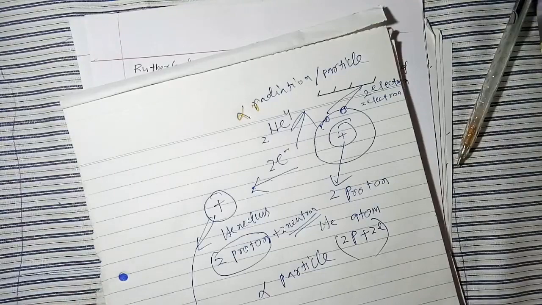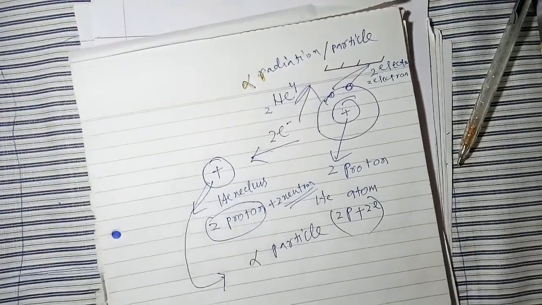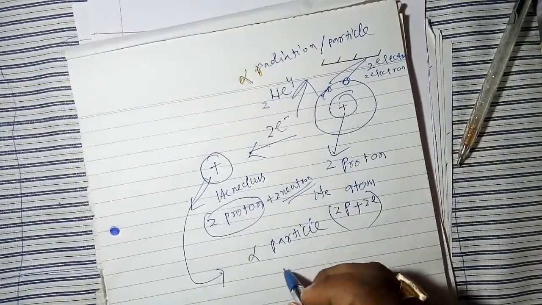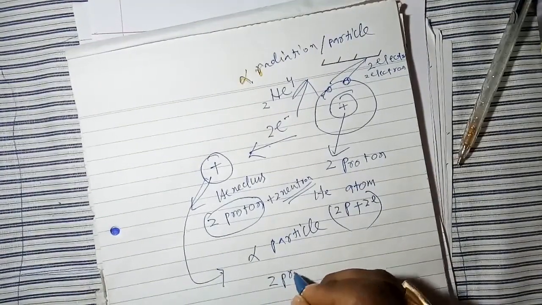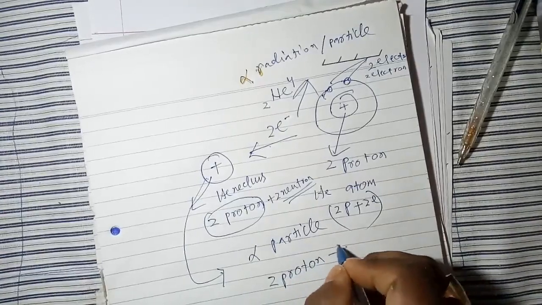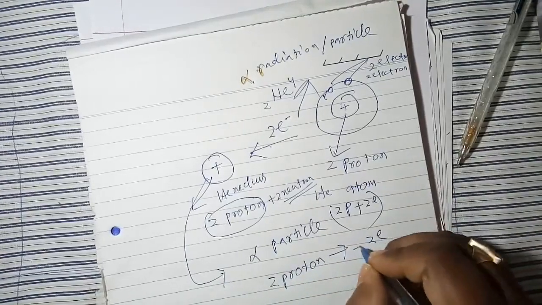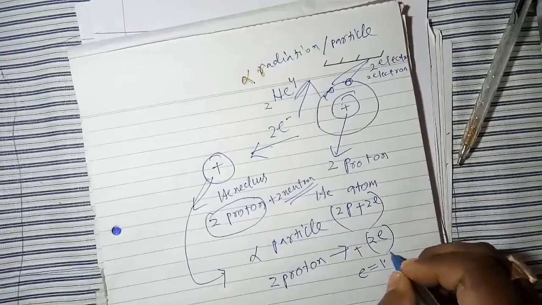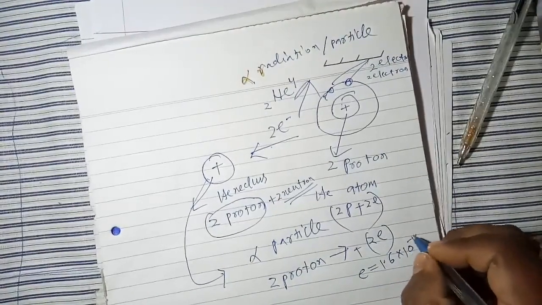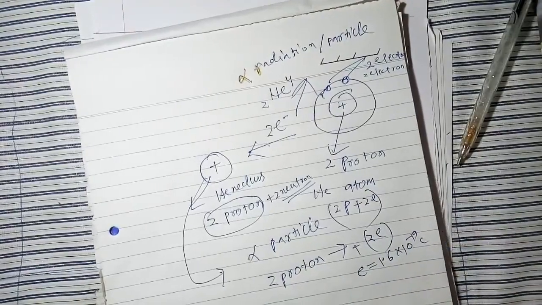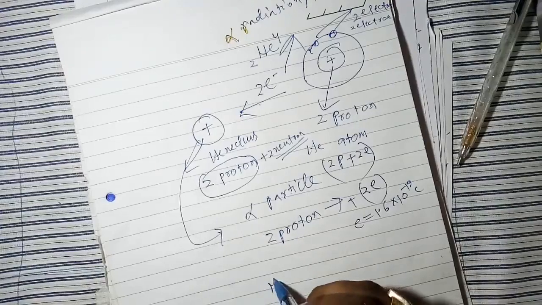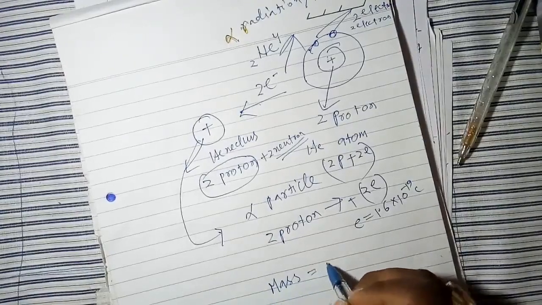So the helium nucleus is nothing but the alpha particle. And what is the charge of the alpha particle? Since we have 2 protons, the charge of the alpha particle is plus 2e, where e is 1.6 into 10 to the power minus 19 coulomb, right?